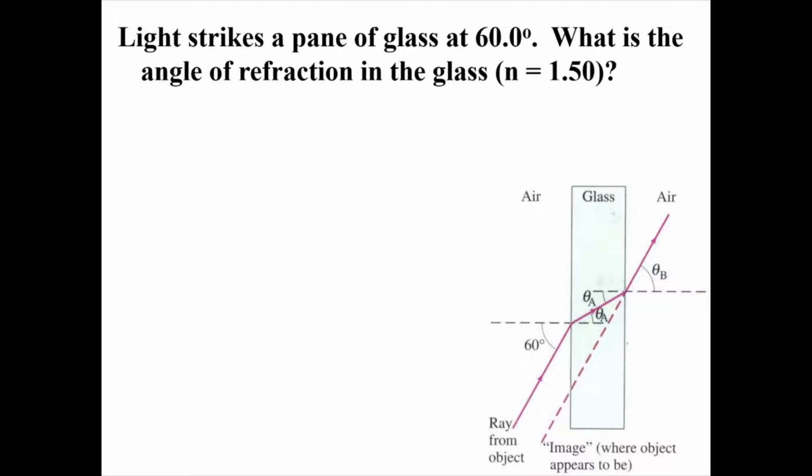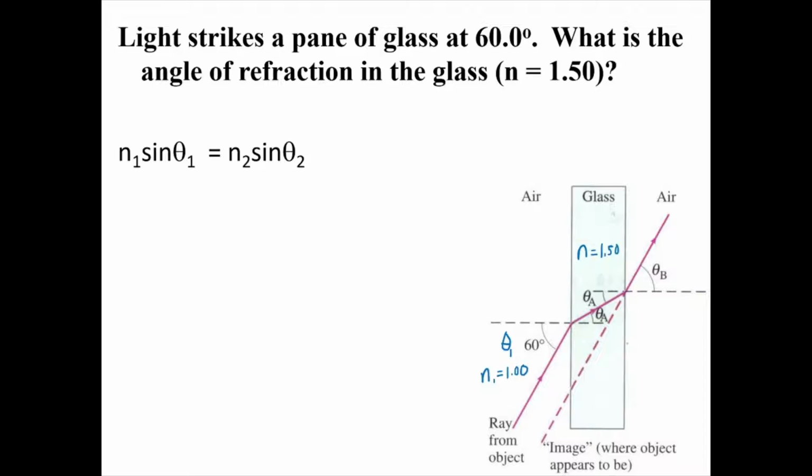Now let's look at something different. Let's have light coming into glass and then exiting on the other side. So let's see. Light strikes the plane of glass at 60 degrees. So this would be our theta 1. And N1 is pretty close to exactly 1. Now they tell us the glass is 1.5. And that's pretty commonly what it is in most glasses.